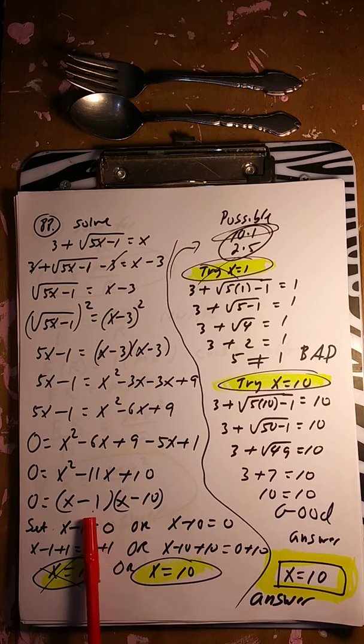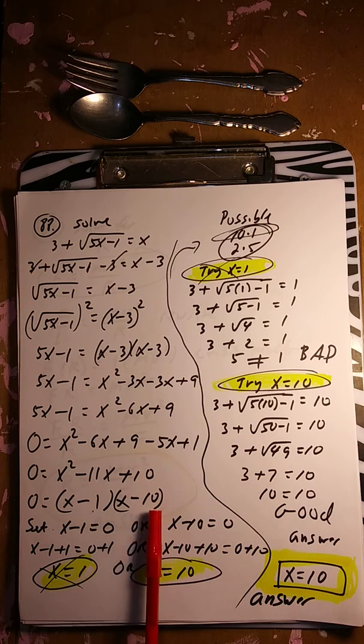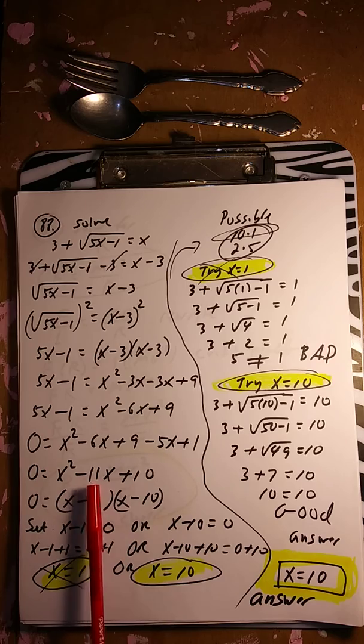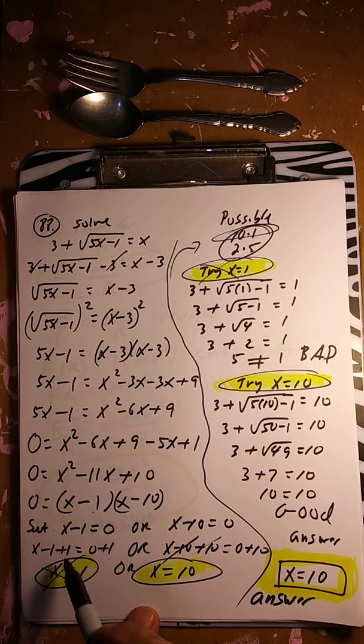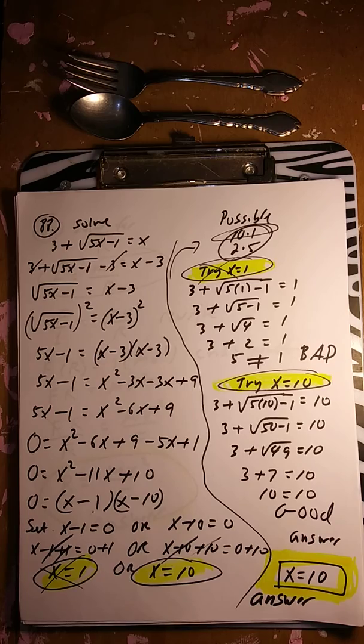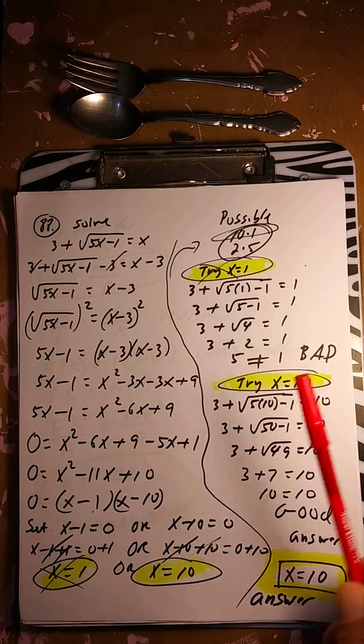This is going to factor into 1 and 10. Is that right? Let's see. Possible numbers: 1, 10, 2, 5. Yep. Negative 10 times negative 1 is positive 10, and negative 10 plus negative 1 is negative 11. So now we have x minus 1 is 0 and x minus 10 is 0. Plus 1, x is 1. Plus 10, x is 10. Yes, and these do cancel. Now, let's check this. Try x equals 1.